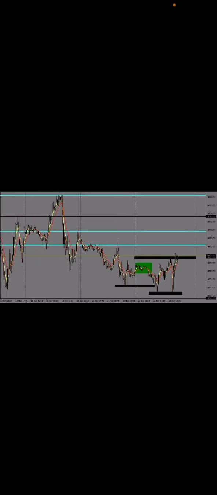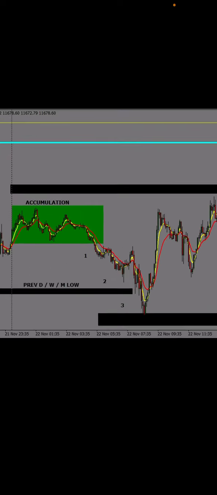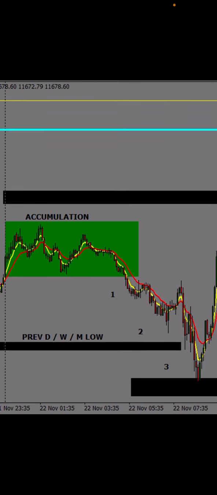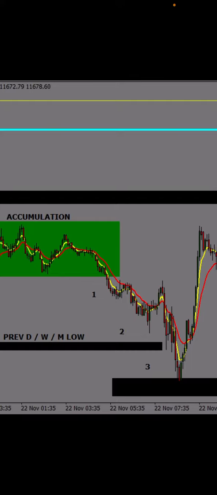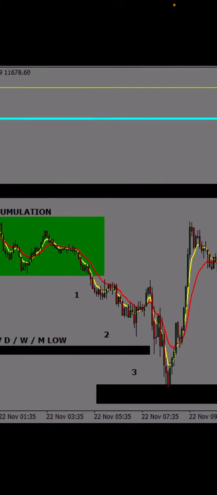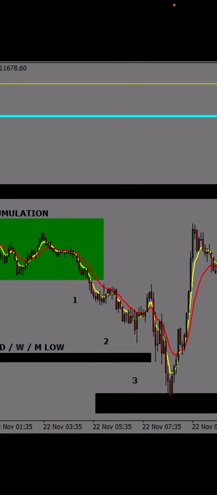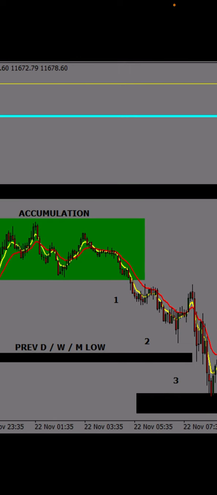So zooming out of this, let's go to the next page and see how we had all these patterns, confirmation and entry triggers. So looking at this chart right here, we can see that we had our accumulation phase, and after the accumulation phase we had 3 pushes to the downside. You can see it's our first push, our second push, and then our third push, and we can see we had the previous day's low, previous weekly low and previous monthly low.